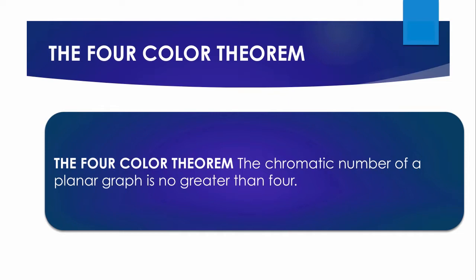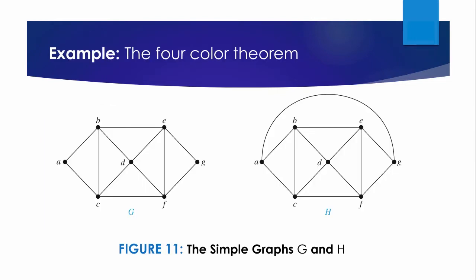This question has been studied for more than 100 years. The answer is provided by one of the most famous theorems in mathematics, the four-color theorem. The chromatic number of a planar graph is no greater than 4. Note that the four-color theorem applies only to planar graphs. Non-planar graphs can have large chromatic numbers, as will be shown in the following example. Two things are required to show that the chromatic number of a graph is k.